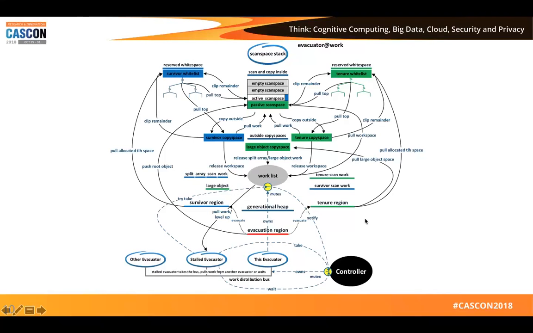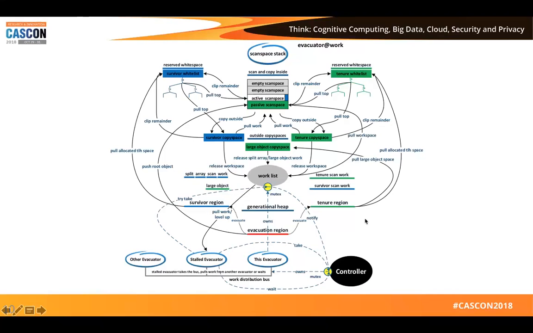Try to take it. If it gets it, it will ask, now that I have your mutex, do you have anything in your work list? If it has one workspace in its work list, it will take it. If it has more than one, it will continue to pull work from the donor's work list into its own work list until they have roughly the same amount of work.